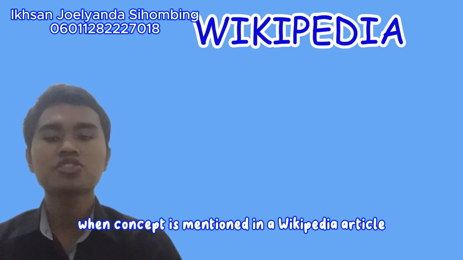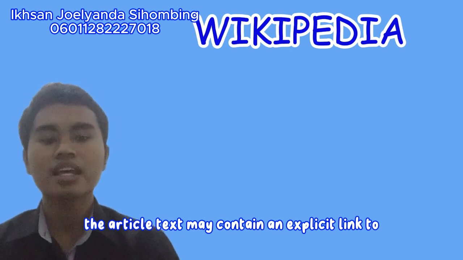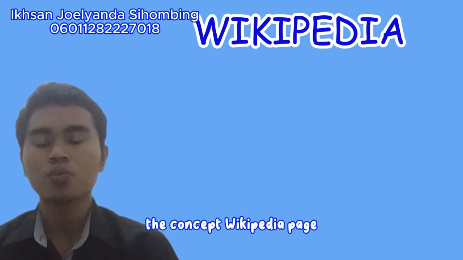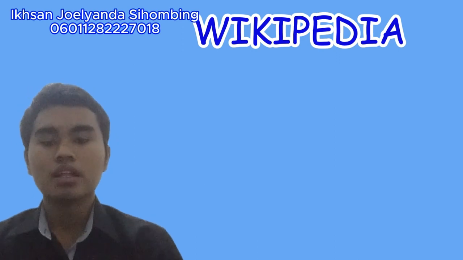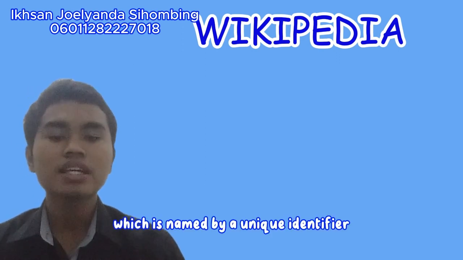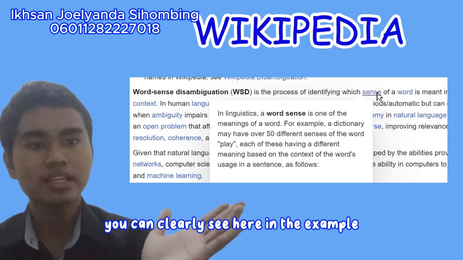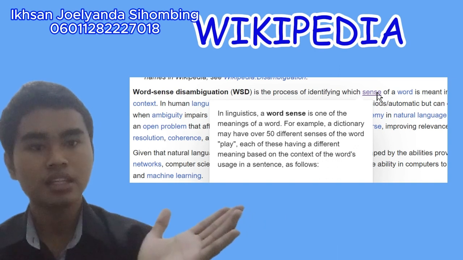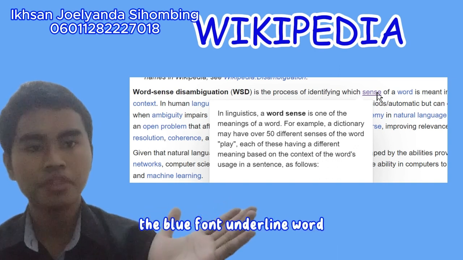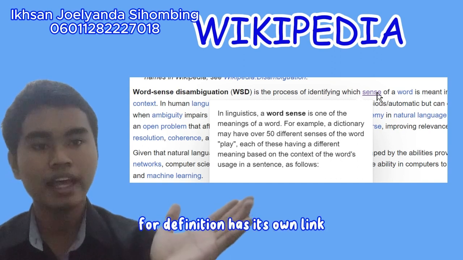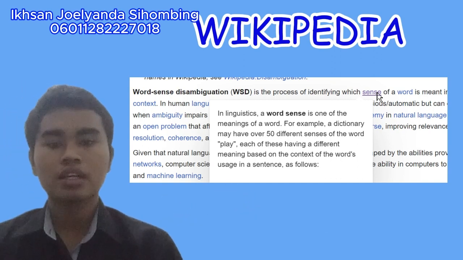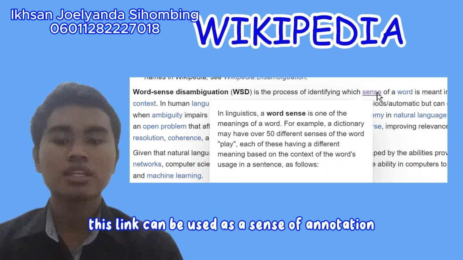When a concept is mentioned in a Wikipedia article, the article text may contain an explicit link to the concept's Wikipedia page, which is named by a unique identifier. You can clearly see here in the example the blue underlined word for definition has its own link. This link can be used as a sense annotation.